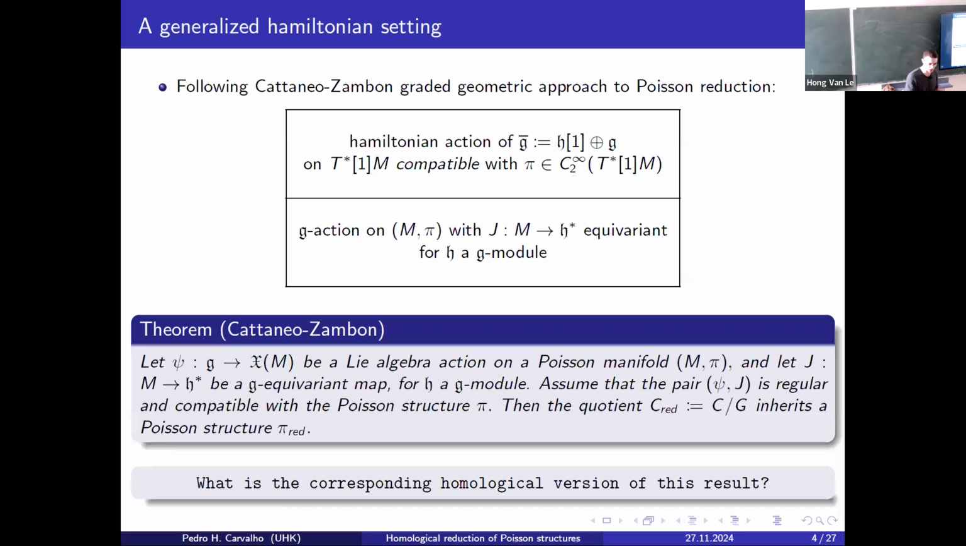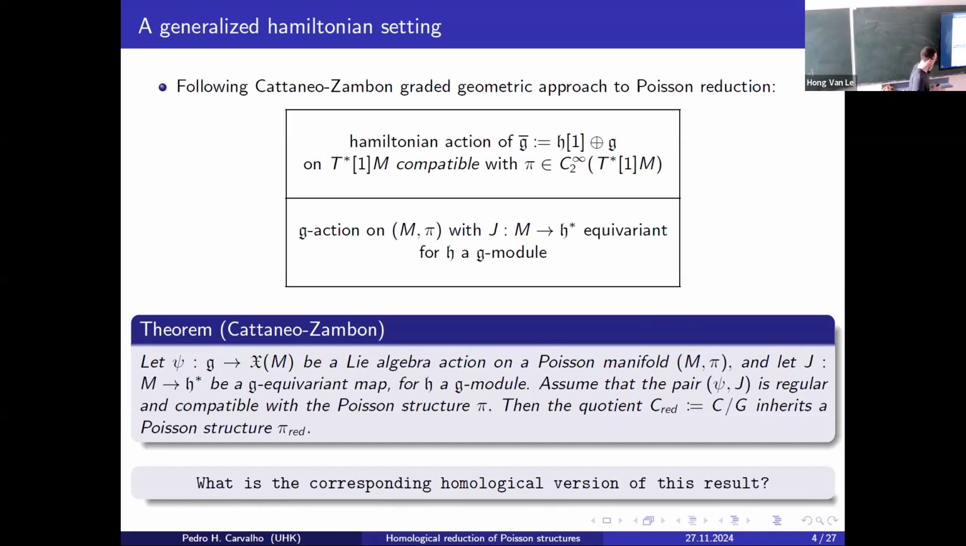So it's just to say that you have some usual reduction setup, and then you have this more general thing. You know that this homological thing appears here. I want to understand what's the homological thing in this other picture here. But I will come back and explain exactly how this thing appears. Okay, good. So I want to understand what's the corresponding homological version of it.